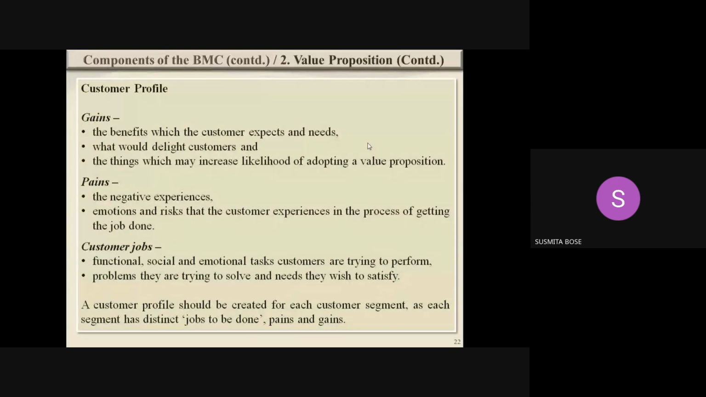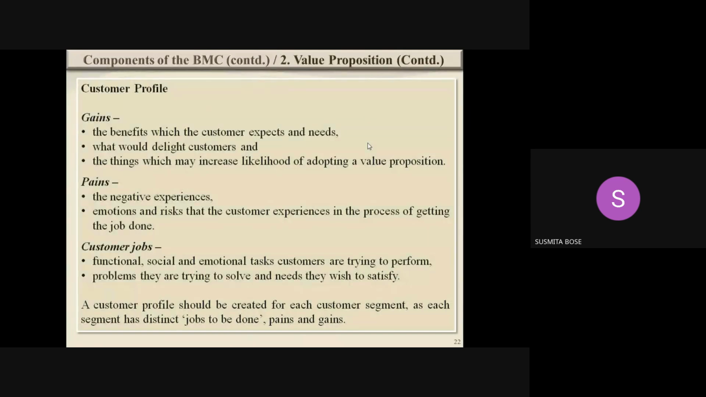Customer jobs are functional, social and emotional tasks the customer is trying to perform, problems they are trying to solve, and needs they wish to satisfy. So the customer has a need, that is why he is going to the shop or your company to buy the particular product to satisfy his needs. So a customer profile should be created for each customer segment, as each segment has distinct jobs to be done, pains and gains. So this segment is to be made separately for separate customers.